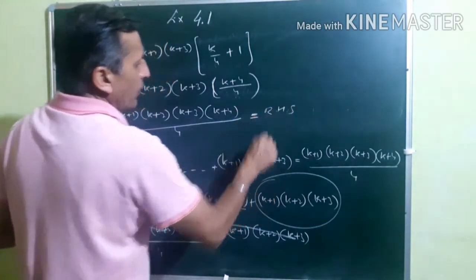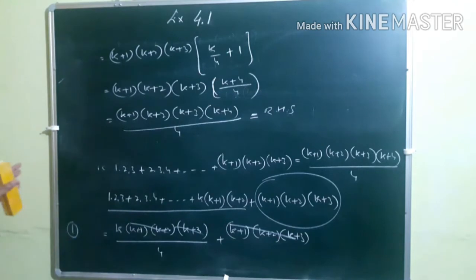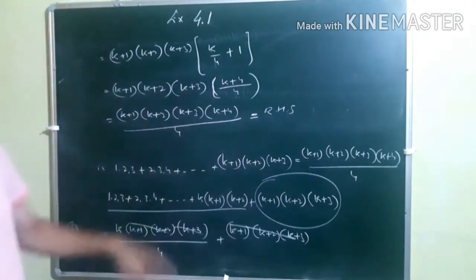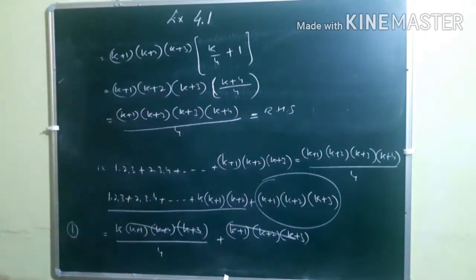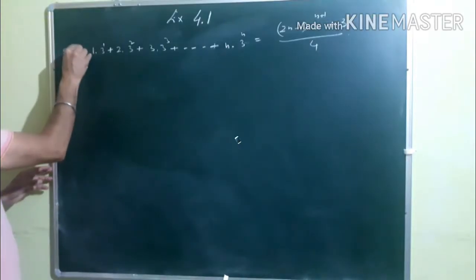So by induction we can check our formula, that the sum of these terms given in the left hand side is equal to this or not. So this is basically the use of mathematical induction. So the result is true for n is equal to k plus 1, and that's all. So this was the question number 4.